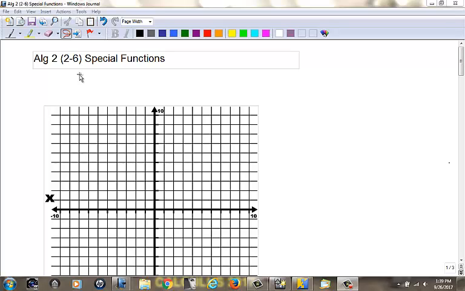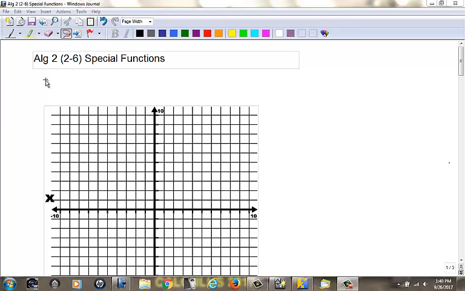Okay, this is section 2.6 on special functions. There are three special functions we're going to go through: piecewise defined functions, the step functions, and absolute value functions. I'm thinking that you probably did not have any of them. Did you? Okay, so we're going to go through them. I have graph paper up here just to make it a little bit easier, but you can do it on your notebook paper, that's fine.